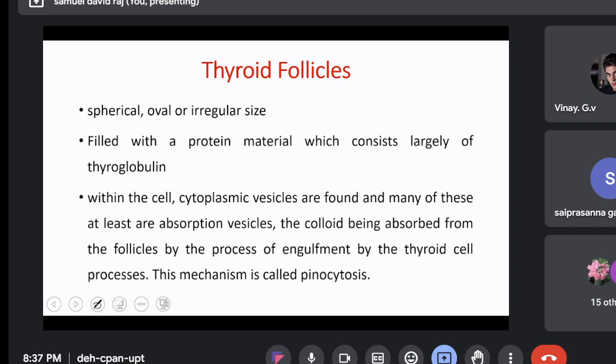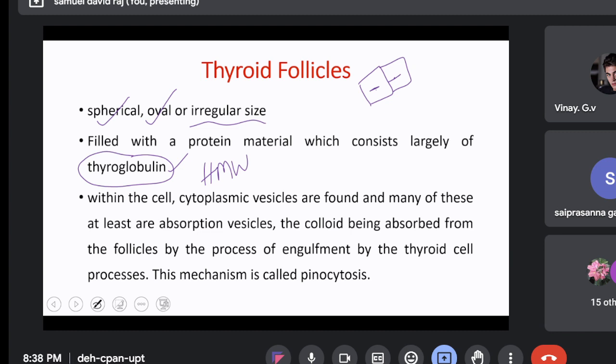Coming to the structure of the follicles, they can be either spherical or oval in shape, or the size may vary. It can be irregular. And these follicular epithelial cells, because it is a cell, can produce proteins. The main important protein produced is a large, high molecular weight protein. HMW means high molecular weight protein. This high molecular weight protein is called thyroglobulin. So each cell produces thyroglobulin.